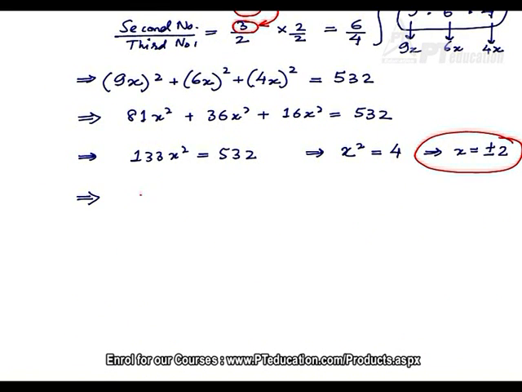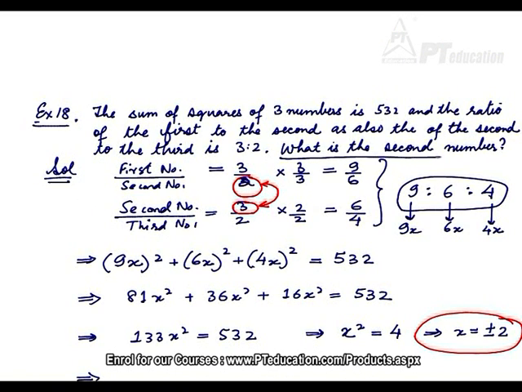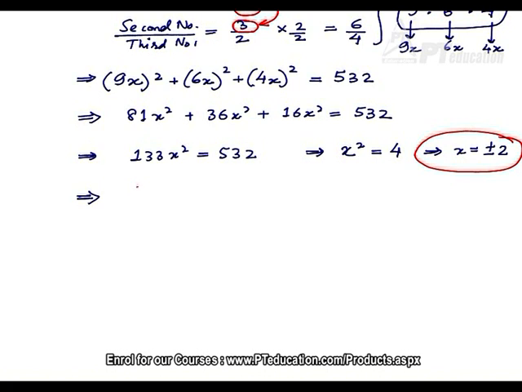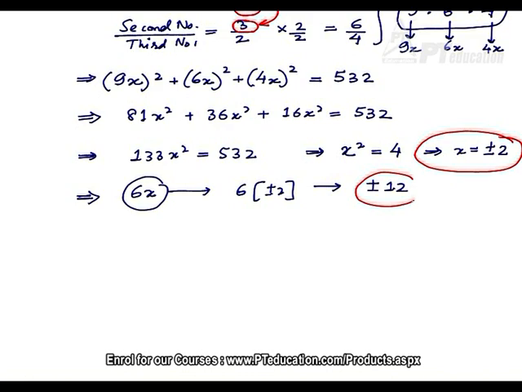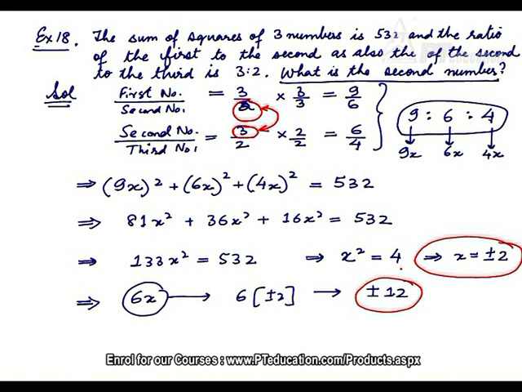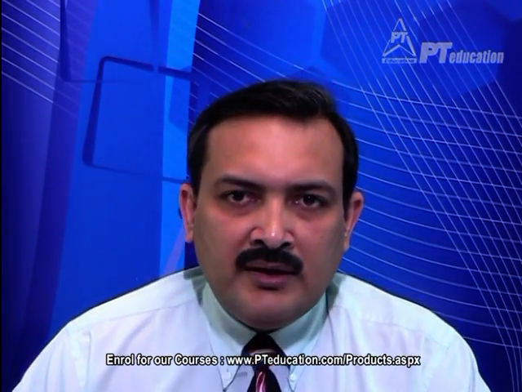So this means the question was, what is the second number? The question actually was asking us, what is the second number? So the second number we know is 6x. So 6 into plus minus 2. So that means plus minus 12 is our final answer. You can take a look at the entire solution in example 18 once again and understand it carefully. It's a beautiful question. We move on to example 19.